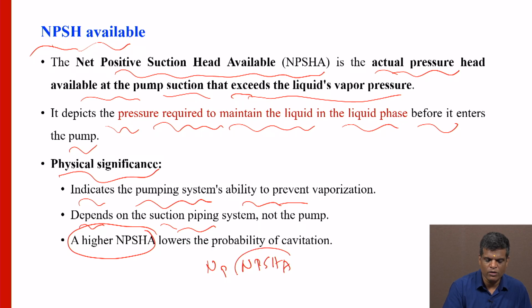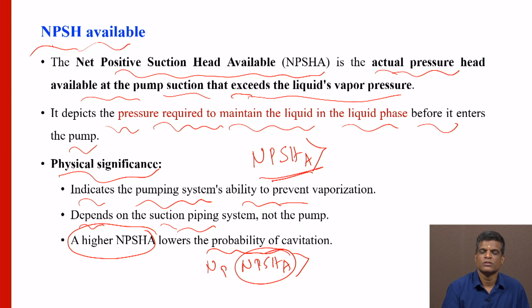NPSHA, that is NPSH available, is higher. Whenever NPSH available is higher, then definitely the probability of cavitation is very, very low. That is the main point here. If NPSH available is higher than the required value, then definitely the probability of cavitation is the lowest. The cavitation part will come as very, very low.